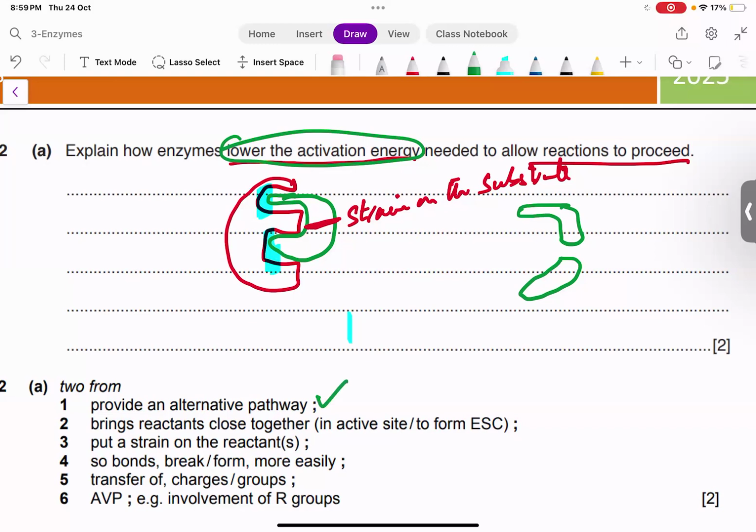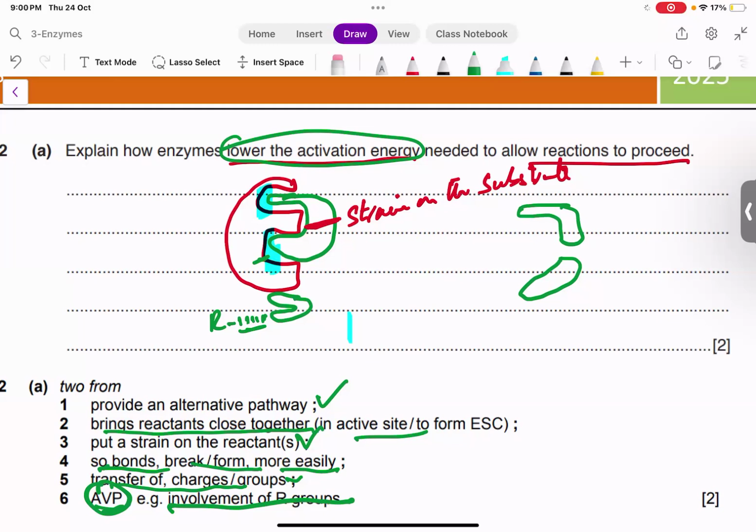How does it lower down the activation energy? Provides alternative pathway, brings reactants close together in some cases, and puts a strain on the reactants, and so bonds break more easily, and transfer of charges or groups, or AVP, that stands for alternative valid point, or involvement of R groups. You can write involvement of R groups, meaning the R groups of this active site and this substrate can make a kind of bonding in between them, so that they could hold a substrate molecule into the active site of an enzyme to make an enzyme substrate complex. Hope you have understood it.